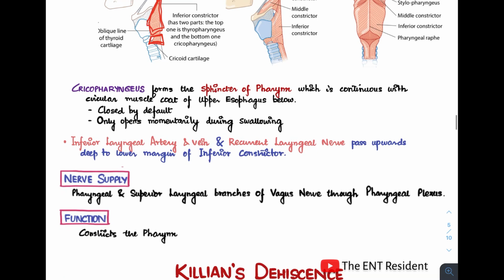So the cricopharyngeus is a very important structure because it is helping in forming the sphincter of pharynx, which is continuous with the circular muscular coat of the upper esophagus below. Now, what do you mean by a sphincter? A sphincter is an encircled portion in the wall of the pharynx, which is basically helping in regulating the passage of structures from the pharynx into the esophagus, and by closing down, it helps in preventing the regurgitation of food, etc., from the esophagus and up into the pharynx. So therefore, it's a very important structure to have.